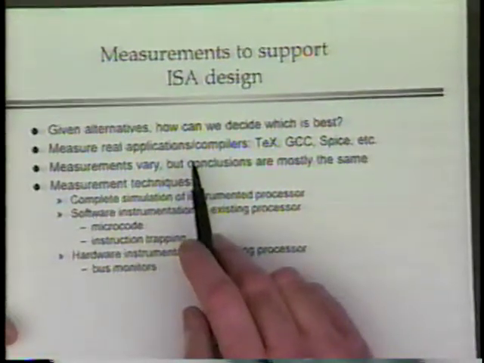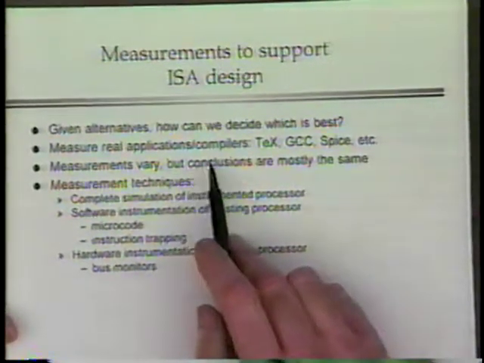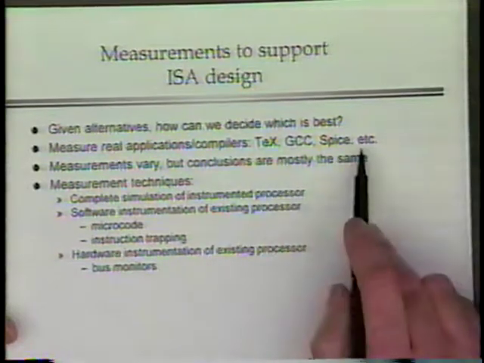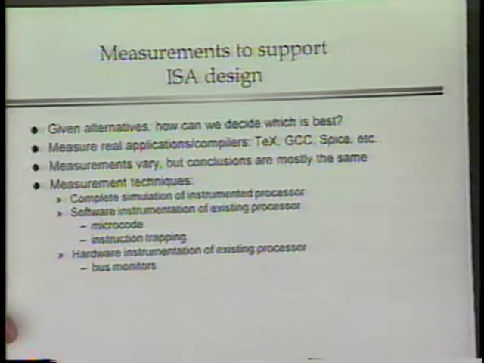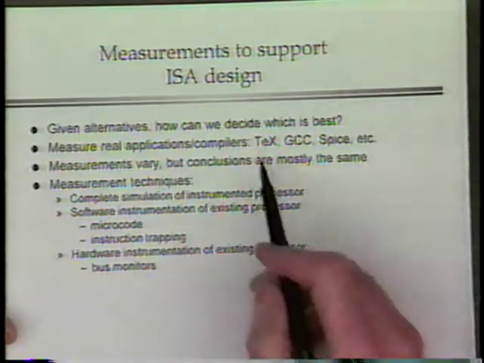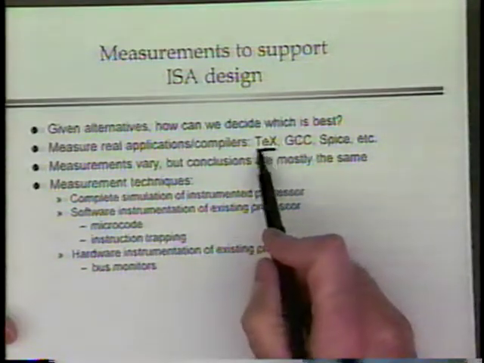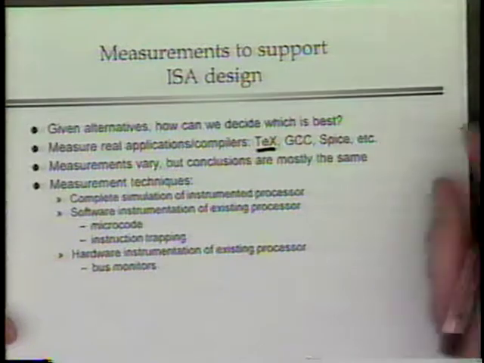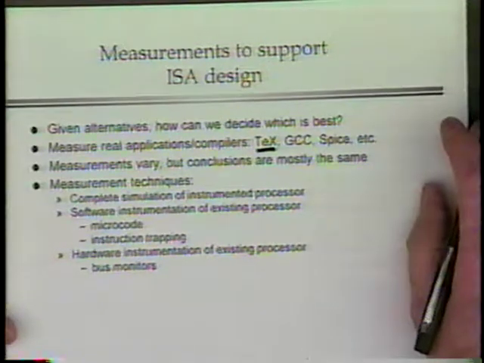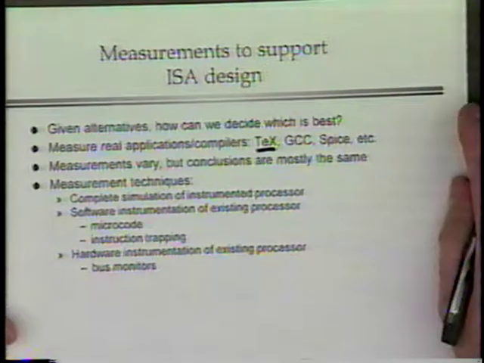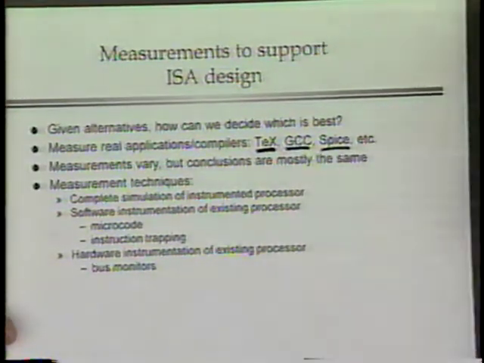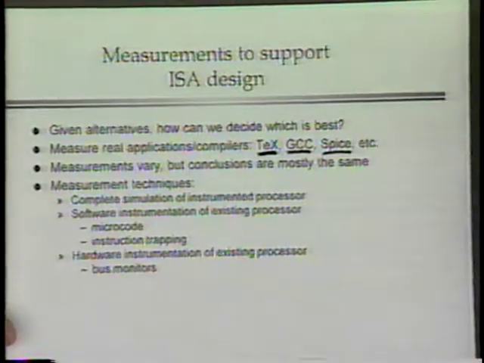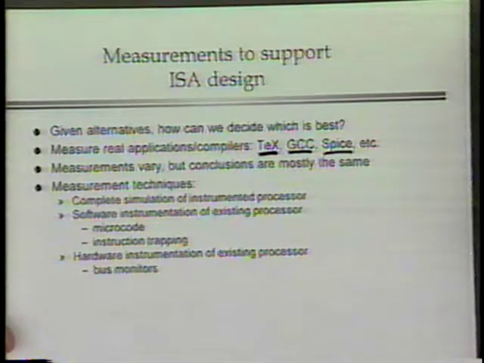applications. And I'll go over some numbers now that have been collected that measure real applications across a variety of architectures, and we can look at how they play. These particular numbers use TeX, which is a formatting language, mostly character and string manipulation, GCC, which is a compiler, and SPICE, which is a numerical analysis kind of simulation language that does a lot of floating point operations.